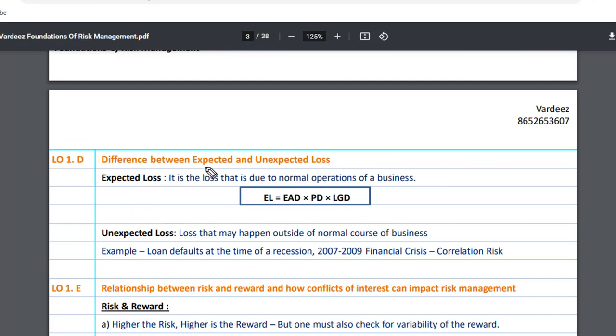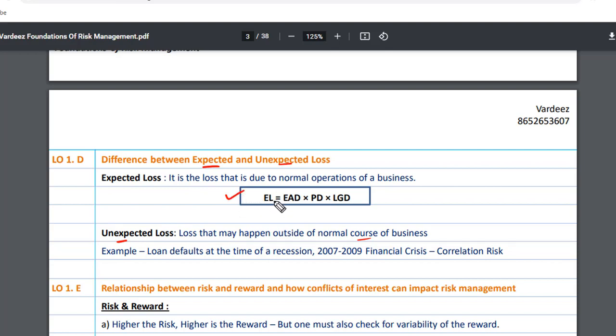Alright, moving on to the difference between the expected and the unexpected loss. Expected loss, as we have already talked about, is due to the normal operations of a business, something that we actually expect while running a business. That's the expected loss. Unexpected loss is what may happen outside what we have expected, or outside the normal course of running a business. The major task is to try to identify these potential unexpected losses. Now let's talk about the examples.